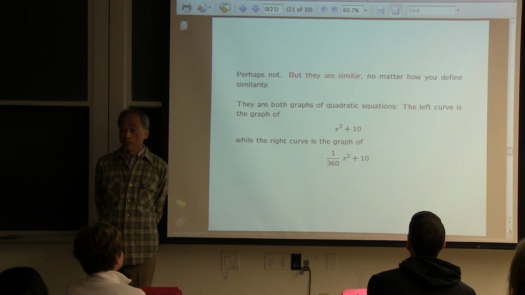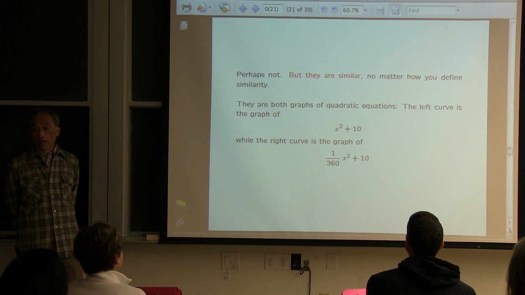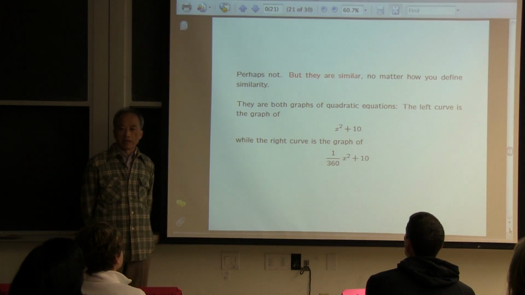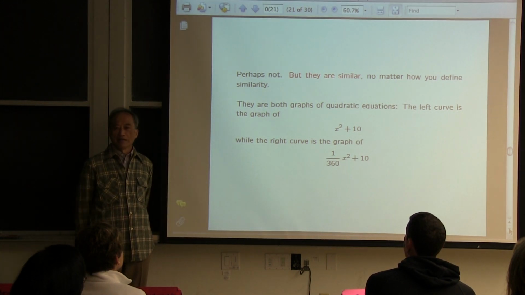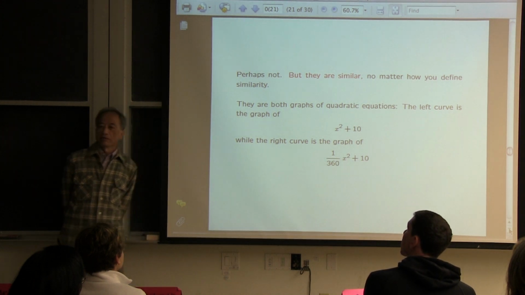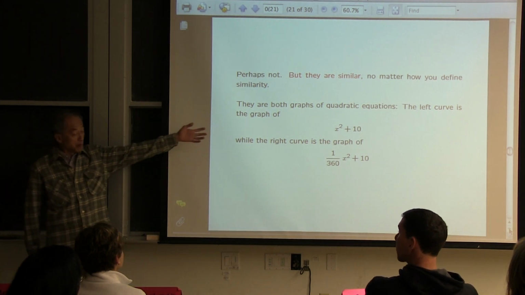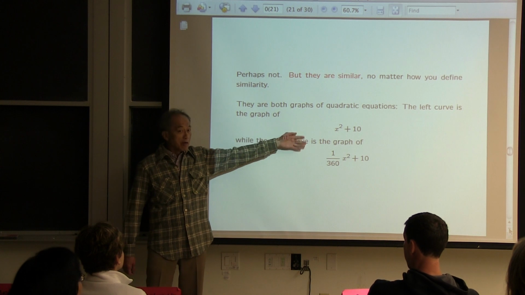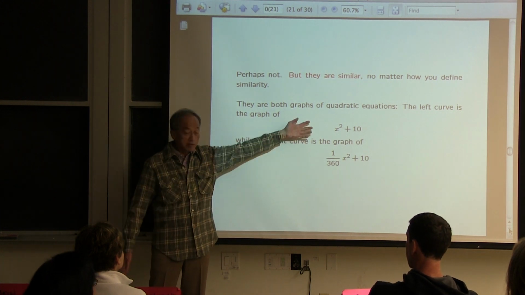By any measure, they have to be similar because it's almost the basic given fact: all graphs of quadratic equations are similar. If you don't believe it, go home and graph it yourself, or take out your graphing calculator and check it.